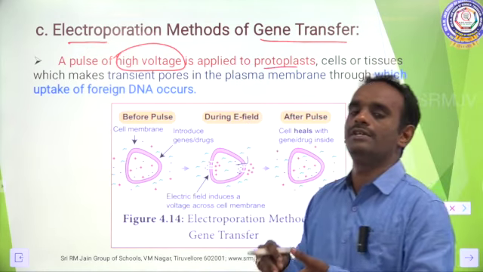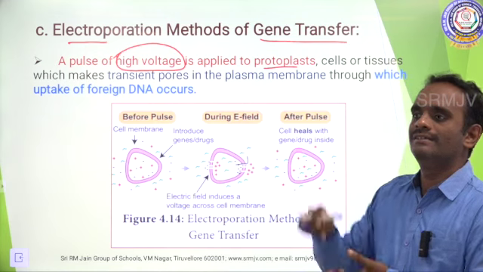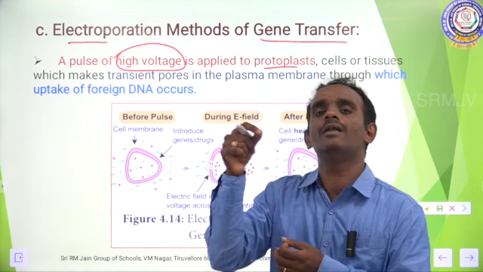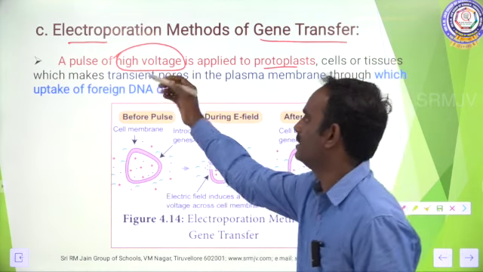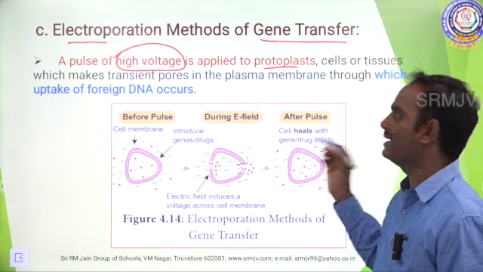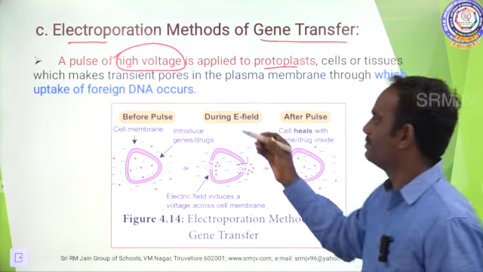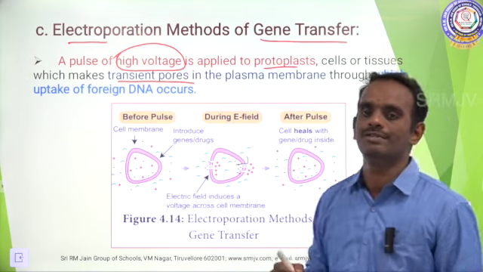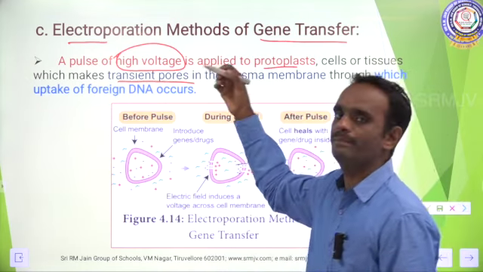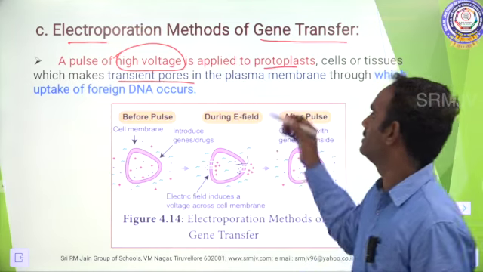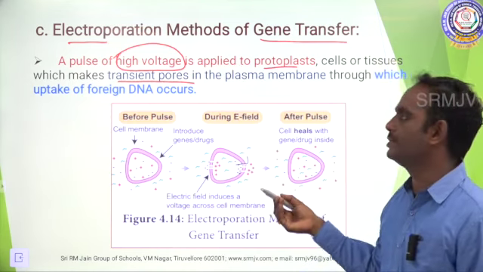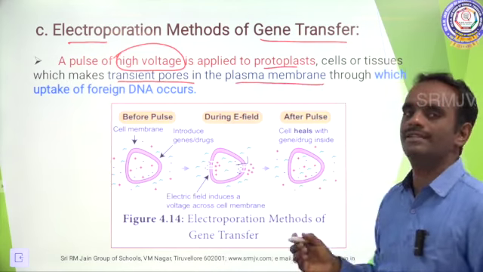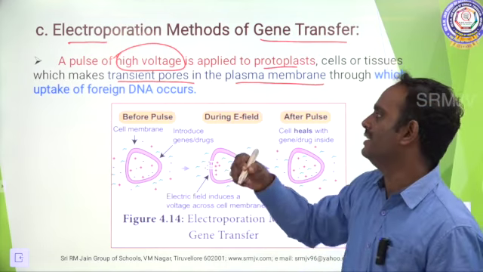While applying high voltage to the protoplast, what will happen? The cell wall will get damaged. There may be a formation of small pores. Okay. So a pulse of high voltage is applied to protoplast cells or tissues, which makes transient pores. Pores means tiny holes, small holes. So this pulse of high voltage makes transient pores in the plasma membrane, through which the uptake of foreign DNA occurs.